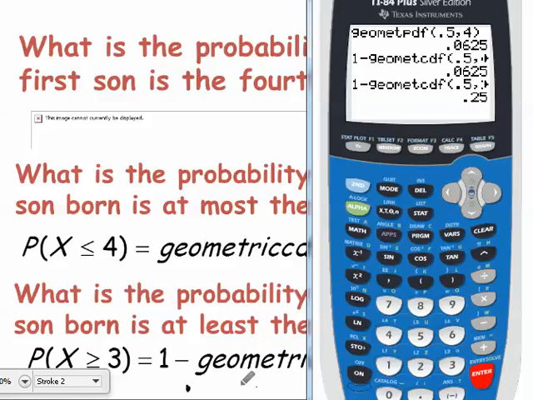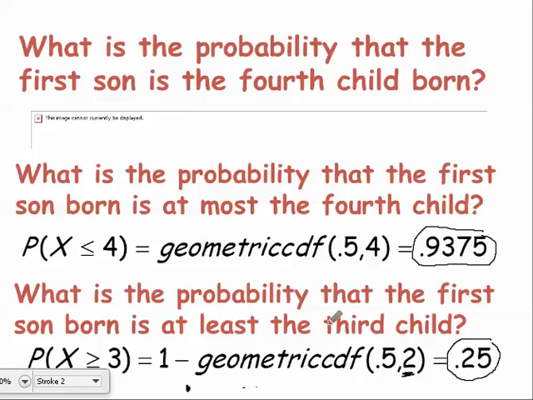So that's telling you that 25% of the time, at least the 3rd child is going to be a boy. Okay? That means 1, 2, or 3. That allows for a first child daughter, a second child daughter, and a 3rd child son, or a first child son, and the other 2 children don't make any difference in that situation. Or a first child daughter and a second child son. At least the 3rd one, done before the 3rd time.